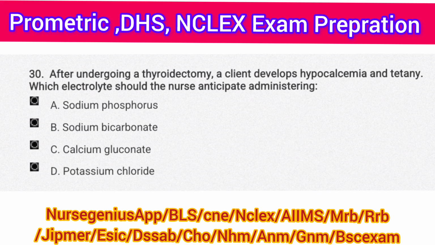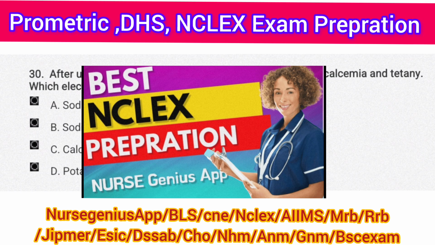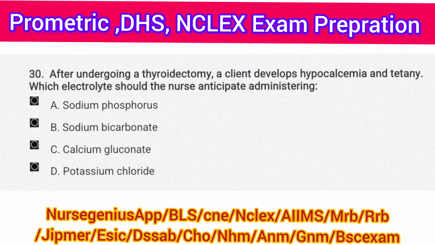After undergoing a thyroidectomy, a client developed hypocalcemia and tetany. So, which electrolyte should the nurse anticipate administering? Option A, sodium phosphorus. Option B, sodium bicarbonate. Option C, calcium gluconate. Option D, potassium chloride. So, what could be the correct answer? When hypocalcemia occurs, it is related to tetany. That is related to calcium deficiency. Whenever the calcium decreases, you will get this. So what is the correct answer? What you have to administer? Yeah, calcium gluconate. So that is why option C will be the correct answer.